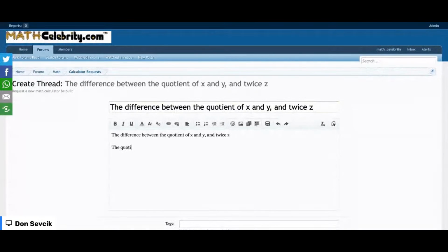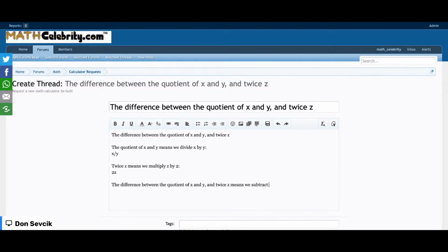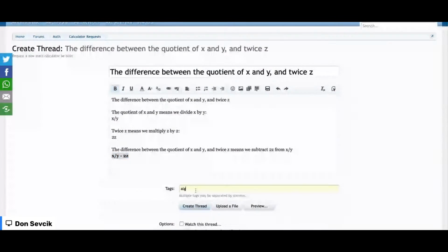The quotient. Okay, so here's another algebraic expression. I want to take it in parts. This right here: we divide x by y, x over y. Twice z means we multiply z by 2, 2z. And then we're going to do the whole thing, which means we subtract 2z from x over y. So we got x over y minus 2z. This is our algebraic expression.